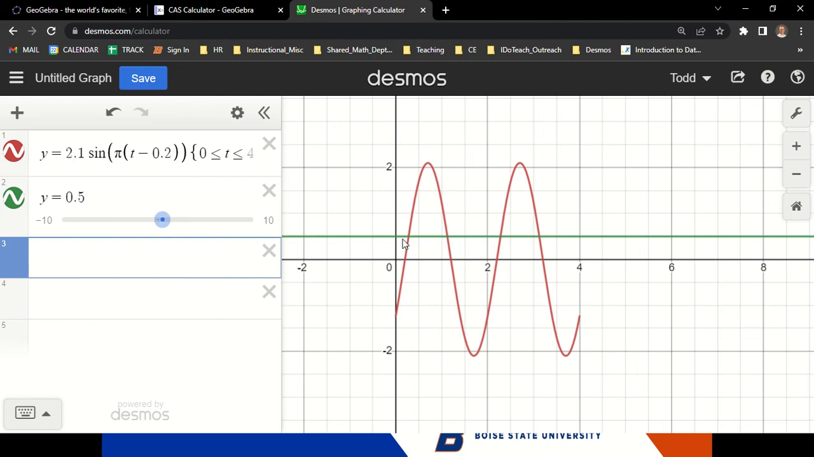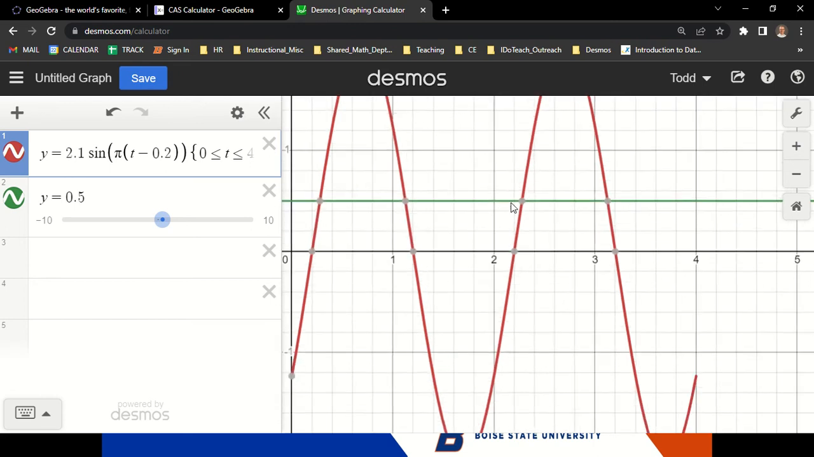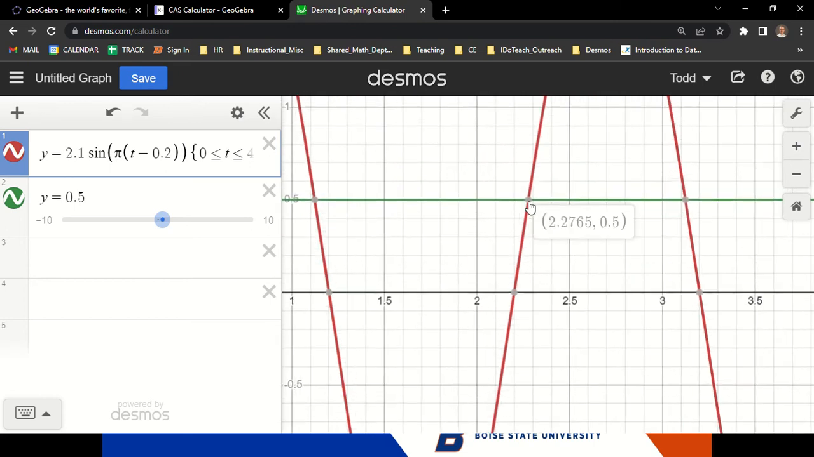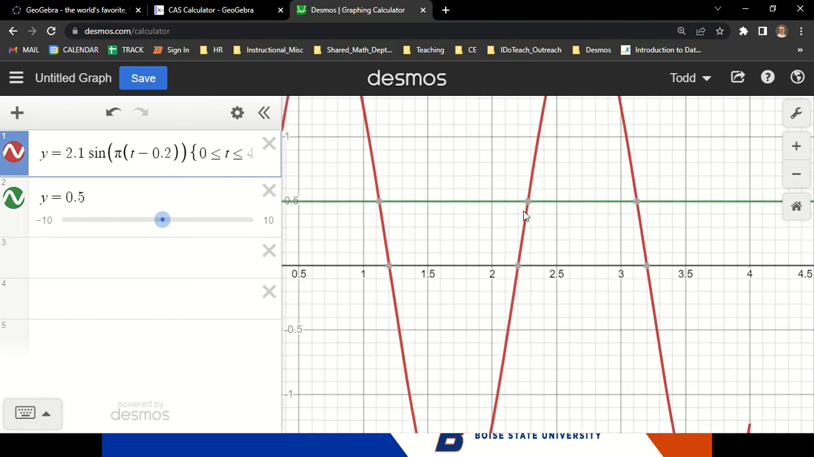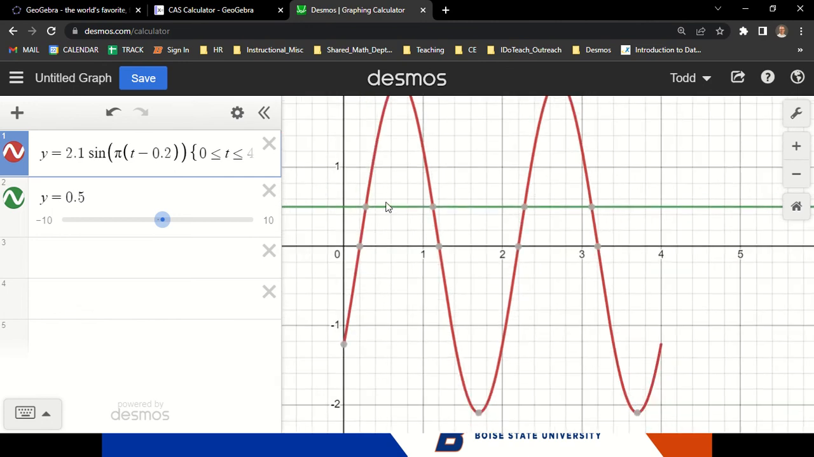So these intersection points right here, this is a quick way to get solutions. So there's your 0.277 that we saw a second ago. And there's 1.123 that we saw a second ago, and 2.277, and 3.123. Unfortunately, Desmos is set to give you 3 digits of accuracy, but if you were to zoom way in, it eventually bumps to 4 decimal place accuracy. So this is a quick and easy way to get some solutions out of Desmos.